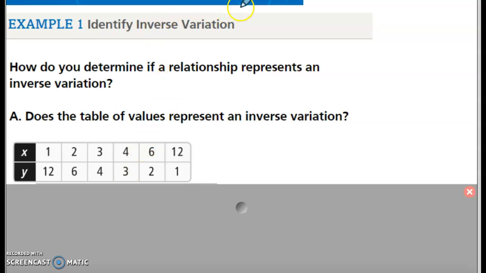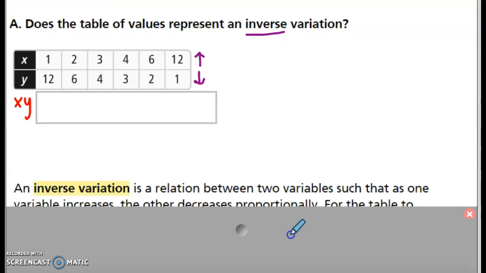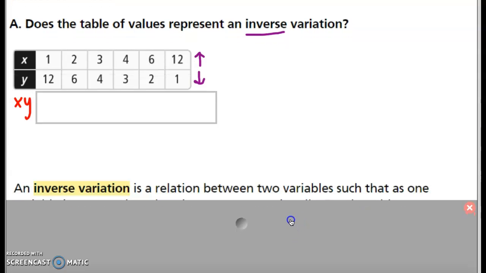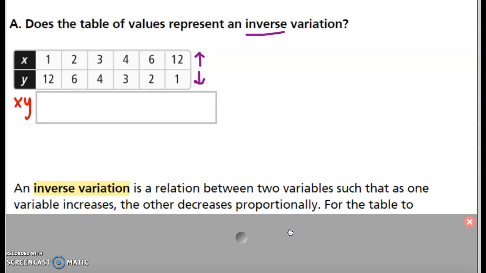Some things to notice. Let's take a look at these x values. 1, 2, 3, 4. They are all increasing. And let's take a look at the y's. 12, 6, 4, 3. They're all decreasing. Increasing and decreasing, they're opposites. That's part of the definition of inverse variation. The inverse variation is a relation between two variables such that as one increases, the other decreases.